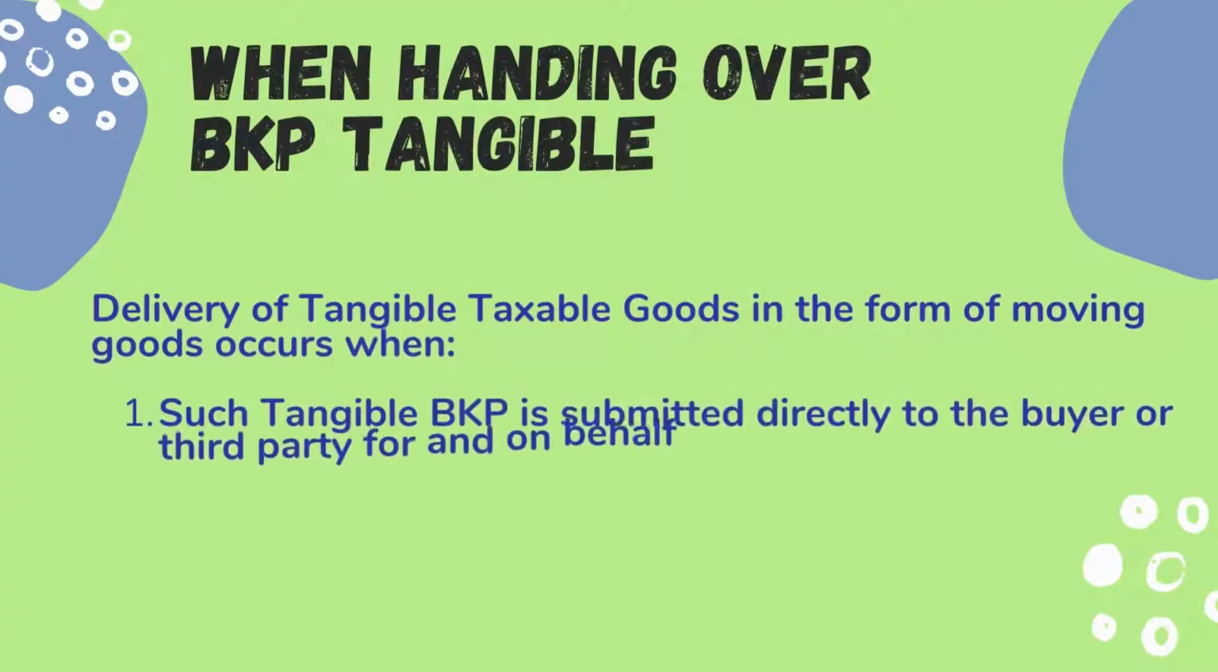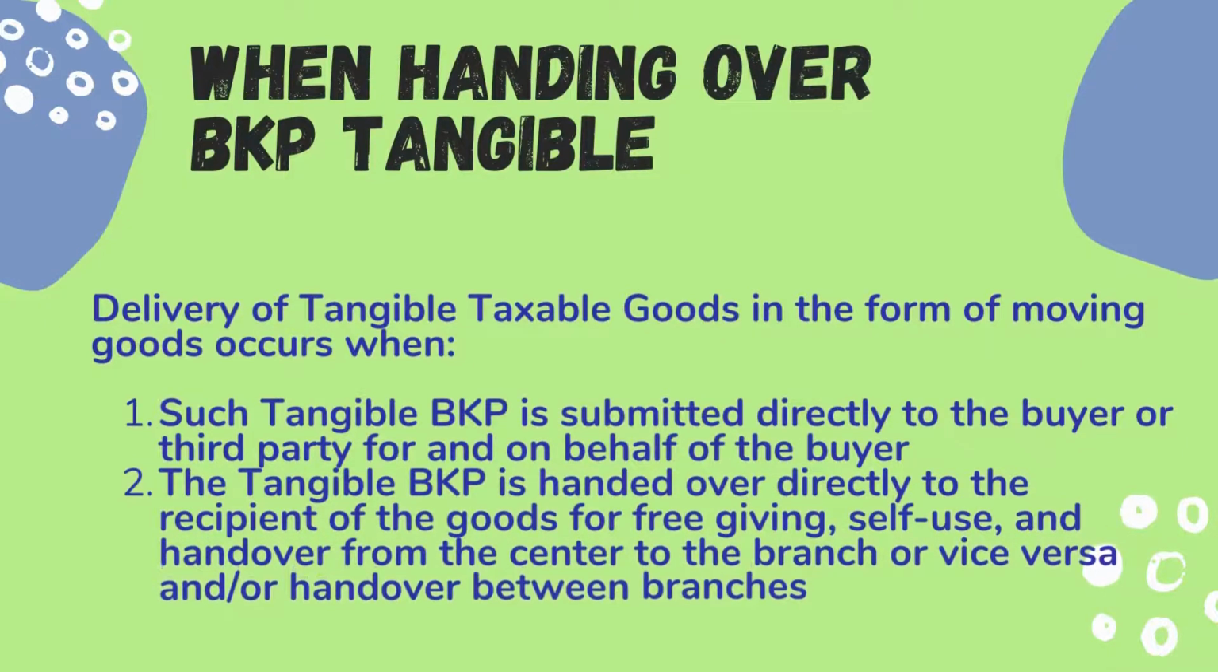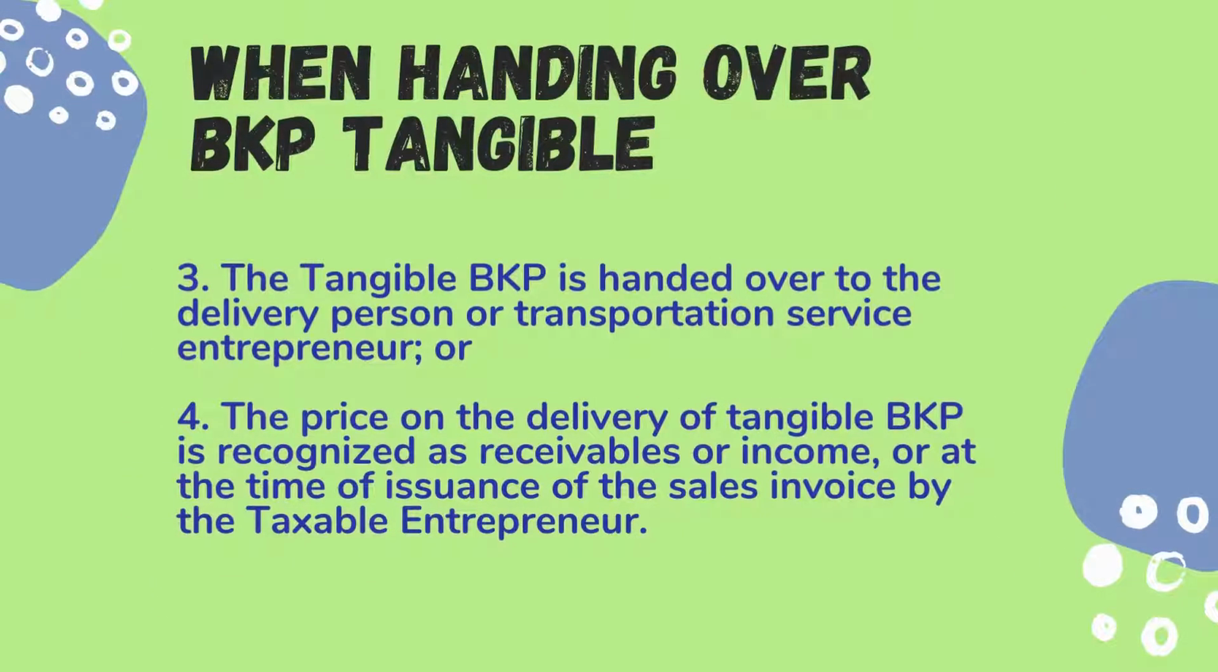When handing over tangible BKP, delivery of tangible taxable goods in the form of moving goods occurs when, first, such tangible BKP is submitted directly to the buyer or a third party for and on behalf of the buyer. Second, the tangible BKP is handed over directly to the recipient of the goods for free giving, self-use, and handover from the center to the branch. Third, the tangible BKP is handed over to the delivery person or transportation service entrepreneurs. Or fourth, the price on the delivery of tangible BKP is recognized as receivables or income, or at the time of issuance of the sales invoice by the taxable entrepreneur or PKP.